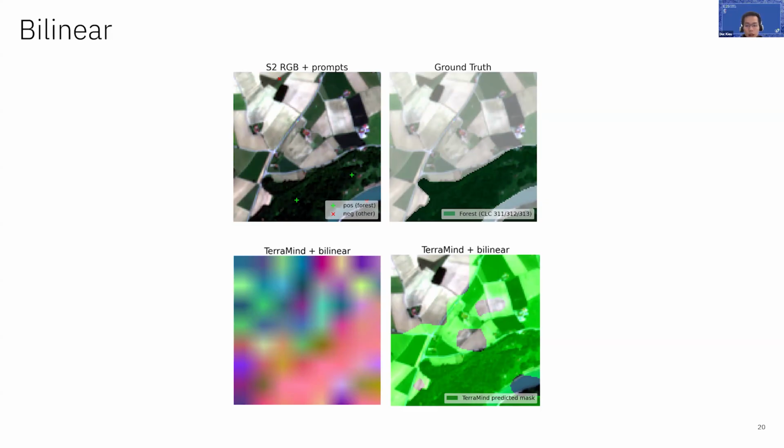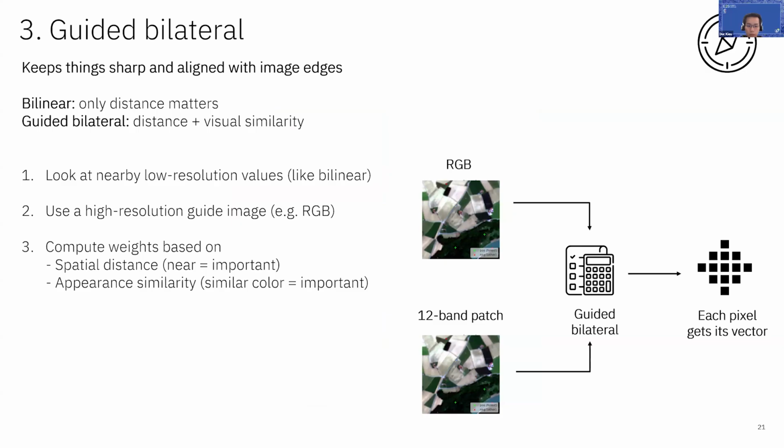To improve on that, there's another approach called guided bilateral. While in bilinear we only consider the distance, guided bilateral also considers the color of the neighboring pixels. It calculates the same thing we did in bilinear, but it also uses an RGB image as guidance. So it sees how the pixel actually looks in color, and through that it can detect where the shapes are, and when generating the mask, it wouldn't cross over them.